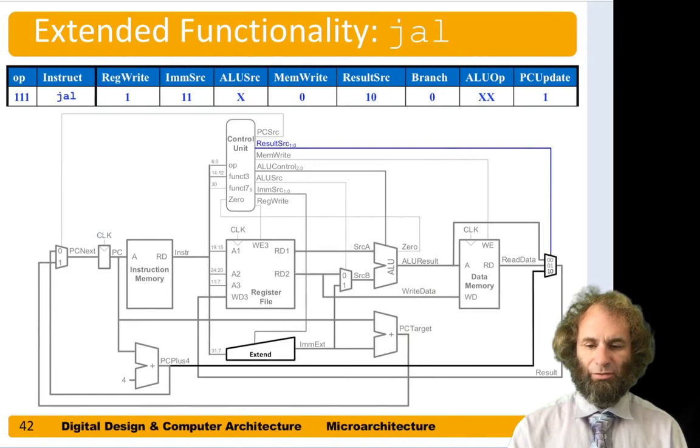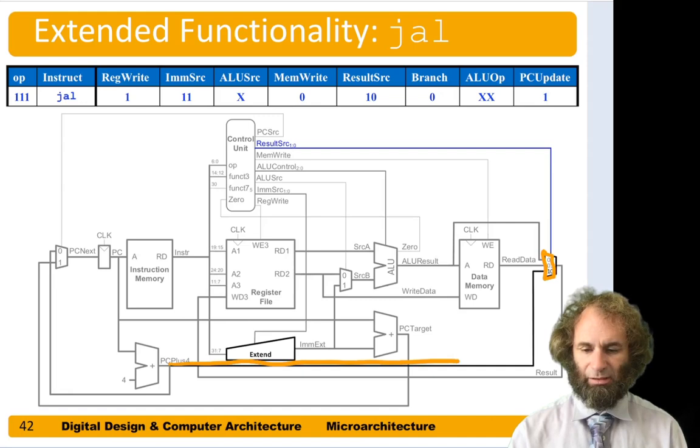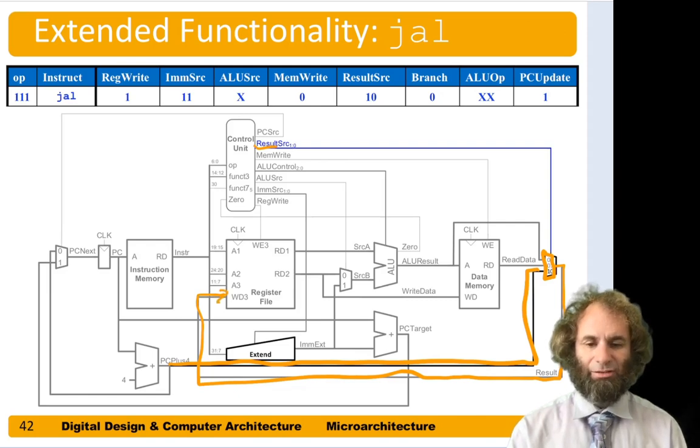So now putting this all together, our result source mux now can take PC plus 4, and we'll use that result source, take it back around and write that to the register file as our place to come back to after the jump. So that completes jump and link.